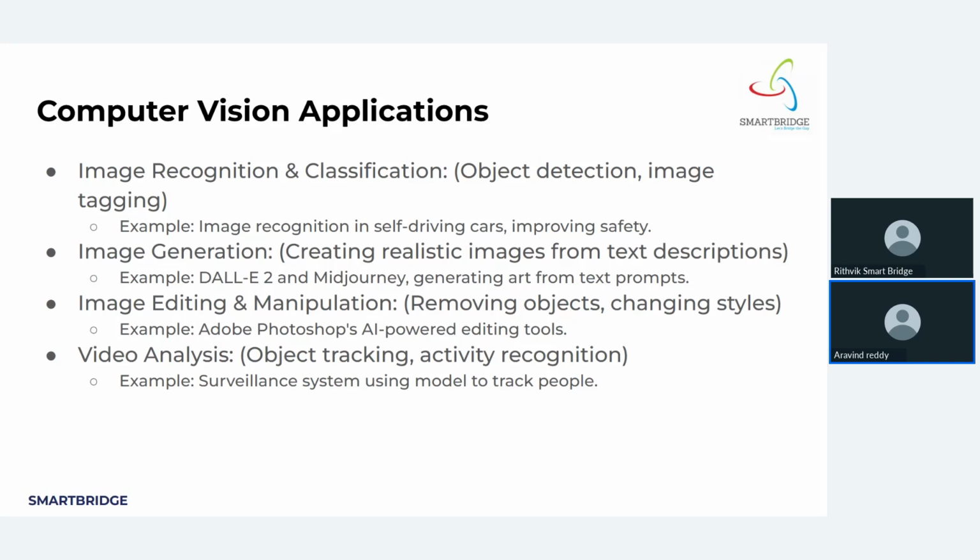Coming to computer vision applications. Till now we have discussed the text models. Computer vision is nothing but how a human sees, the way a computer can see. That is what we call computer vision. In that we have image recognition, classification, object detection, and image tagging. We do these tasks using computer vision applications. Image generation also: not only image recognition, it also does image generation, image editing and manipulation, and video analysis. Like this, we will do a number of tasks using computer vision.